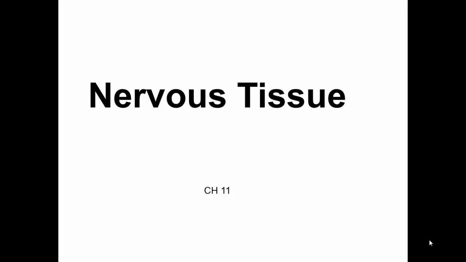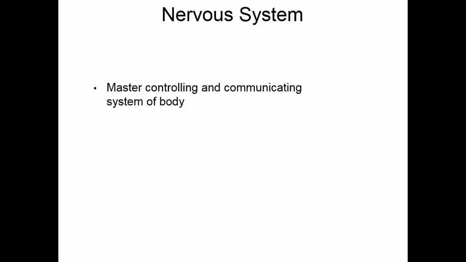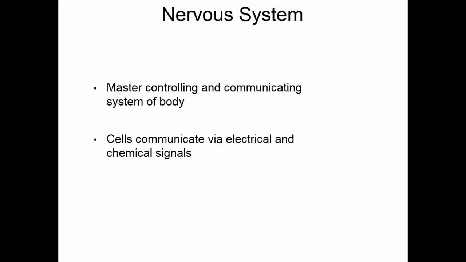In order to understand the nervous system, we must first understand the basics of nervous tissue. The nervous system is our master controlling and communicating system. The cells are going to communicate via electrical and chemical signals. These signals are rapid and specific and provide an immediate response to stimuli.